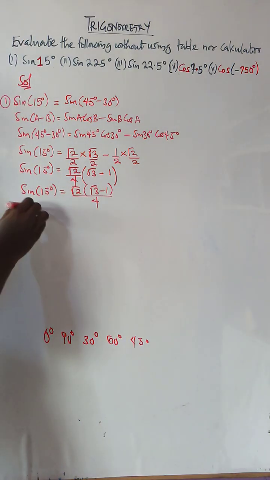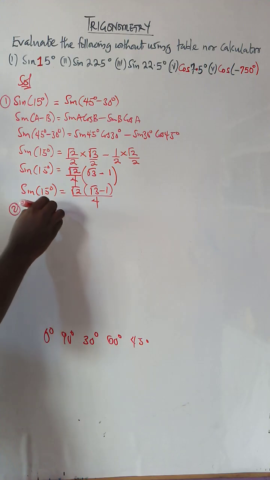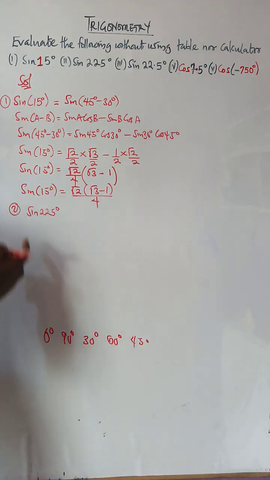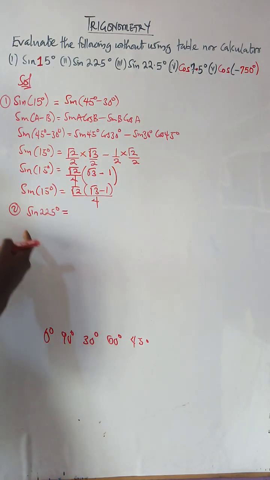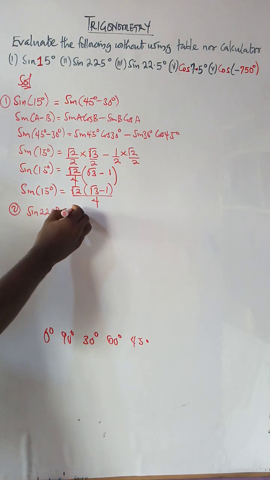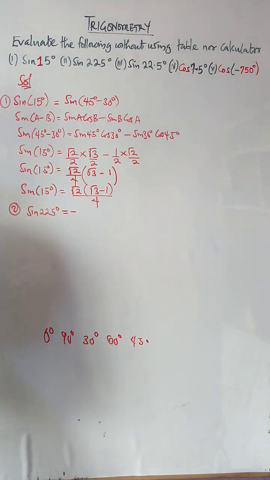The second one, we have sine 225. So 225, this angle is in what quadrant? This is in the third quadrant, because in the second quadrant angles are less than 180. This angle is more than 180 but less than 270. So how do we treat angles in these quadrants? First, we should know that sine is negative in the third quadrant, because sine is only positive in the first and second quadrants.